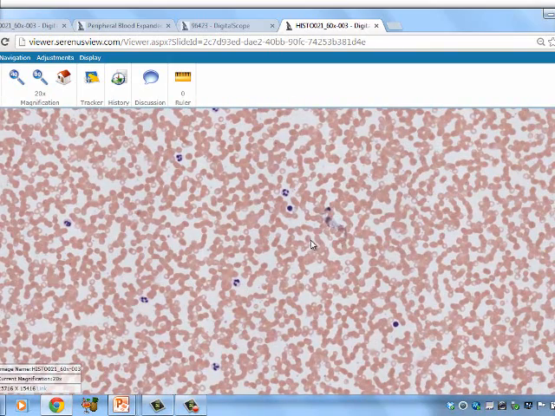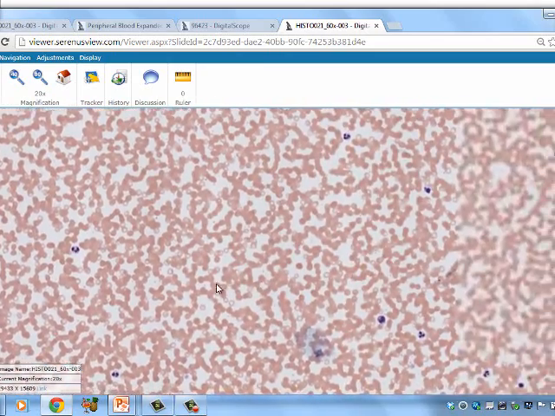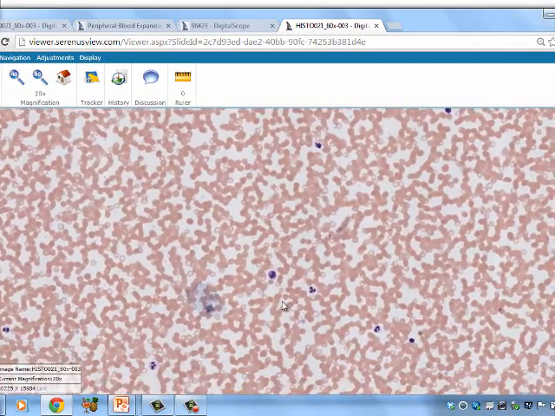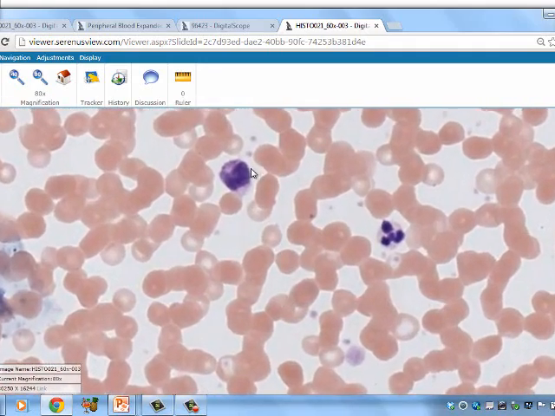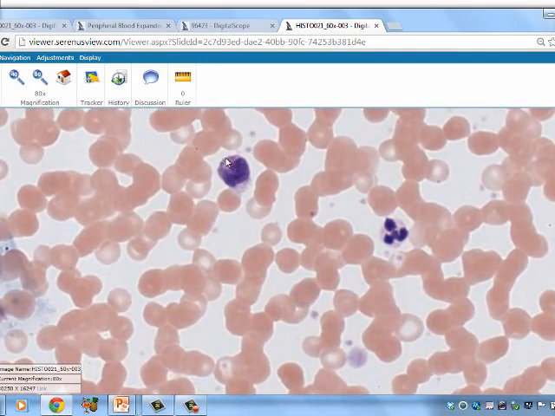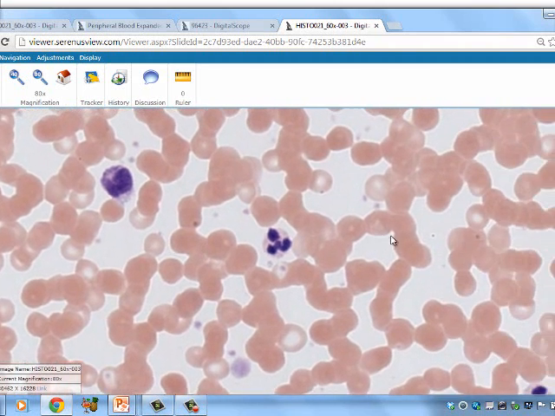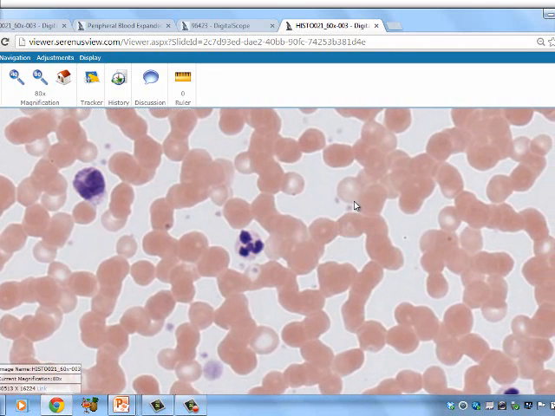Here we see a lymphocyte, and lots of neutrophils. Maybe this is a monocyte here with a horseshoe-shaped nucleus and a lot of cytoplasm, a little larger than this neutrophil. So we see the red blood cells, the platelets, the monocyte, the neutrophil.